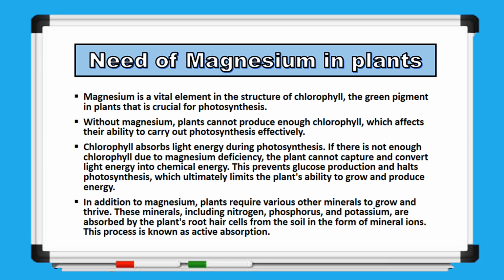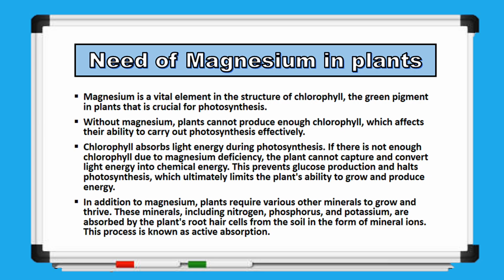But magnesium isn't the only mineral a plant needs. There are several other essential nutrients too, like nitrogen, phosphorus, and potassium. Plants take in these minerals through their root hair cells, and they do this by a process called active absorption, where the plant uses energy to pull in mineral ions from the soil. So, overall, magnesium is not just helpful, it's absolutely necessary for healthy growth, proper photosynthesis, and the overall well-being of the plant.